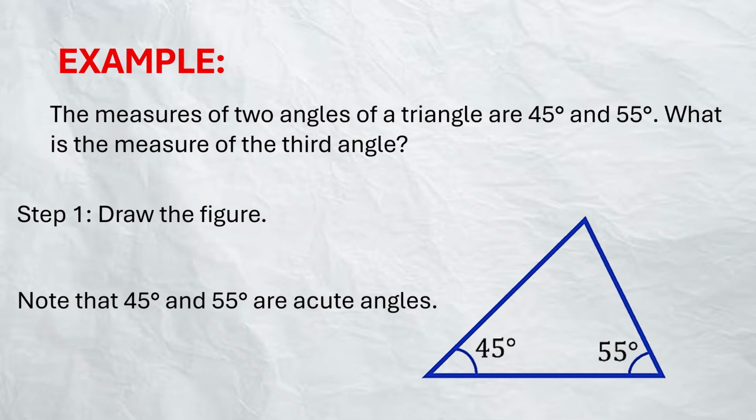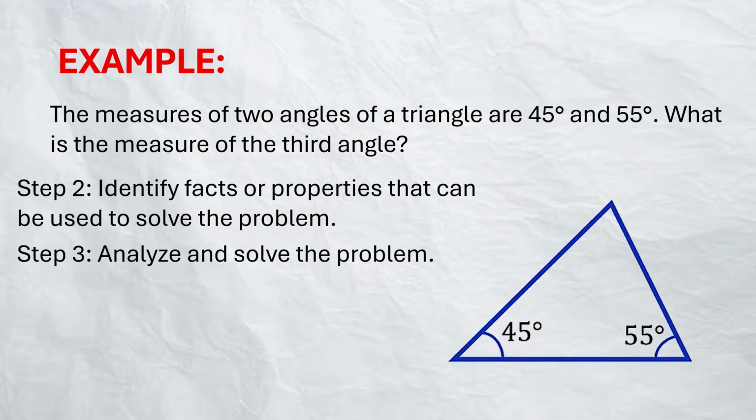Next, the measures of two angles of a triangle are 45 degrees and 55 degrees. What is the measure of the third angle? So step 1, you need to draw the figure. So take note that this is our figure, and take note also that 45 degrees and 55 degrees are considered acute angles. Step 2, identify facts or properties that can be used to solve the problem. And step 3, analyze and solve the problem. So we are going to solve for the measure of the third angle of the triangle.